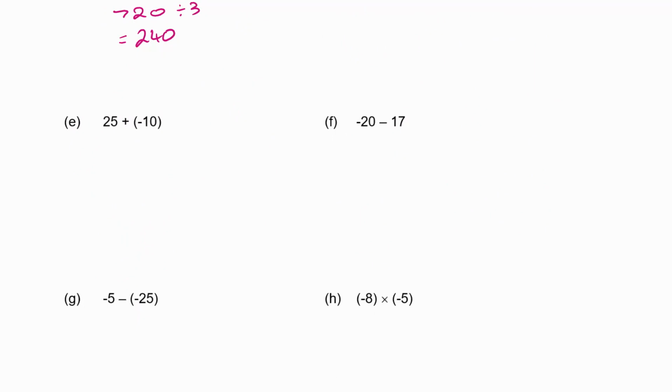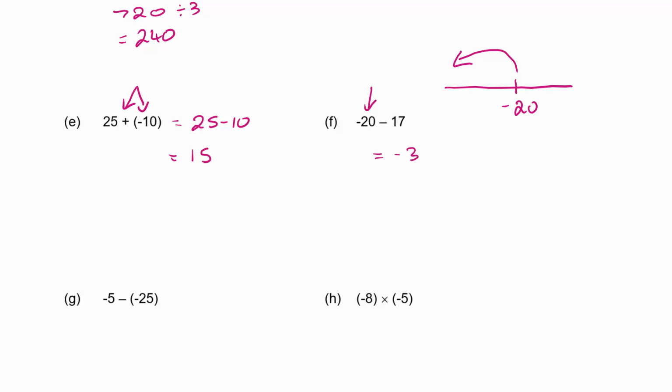25 add -10, so we have adjacent signs, one of each. So that is just simply 25 take away 10, which is 15. -20 take away 17. On a number line, you're anchoring yourself at -20, and you're taking away 17, so you're going this way. The answer is -37.